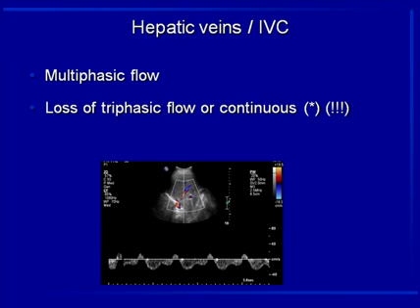The hepatic veins and IVC. The flow is multiphasic in some cases, and we can be attempted by loss of triphasic flow, or when you find continuous flow in some situations, because these findings can be present in some cases of stenosis of the hepatic veins, as you can see later.